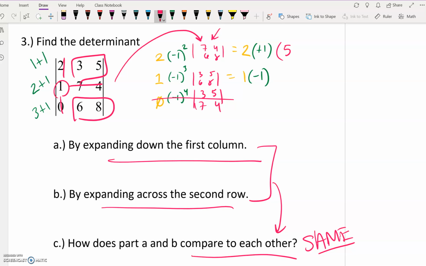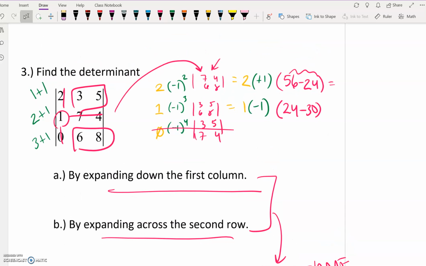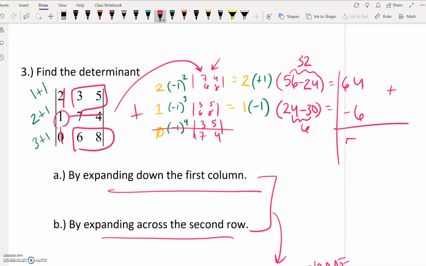7 times 8 is 56, minus 6 times 4, which is 24. 24 minus 30. So this is going to be, let's see, that looks like 32. This is 6. So 32 times 2 is going to be 64. Remember, we're adding all these. Sometimes I just do adding at the end. And then negative 6, we're going to add that. That's going to be 58. Looks like that is my final answer.